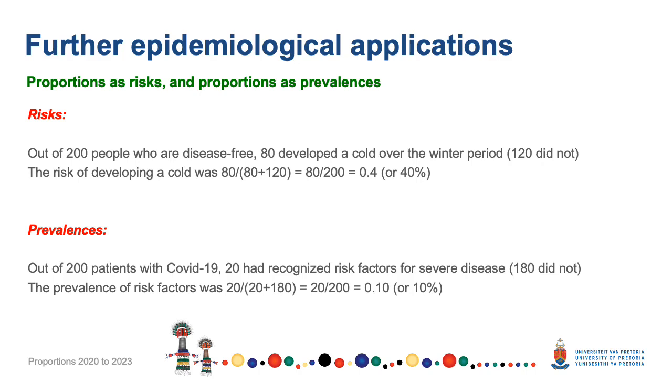The next one is the prevalence. So you might say that out of 200 patients with COVID-19 disease, 20 had recognized risk factors for severe disease, which means, of course, by implication, 180 did not have the risk factors. So the prevalence of risk factors was 20 over 20 plus 180. You see the 20 appears again on both the top and in the denominator on the bottom. So that comes to 0.1, or you could express it as 10% if you prefer.